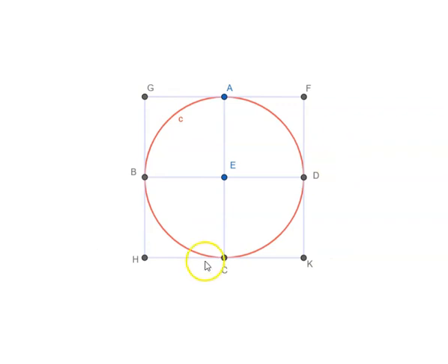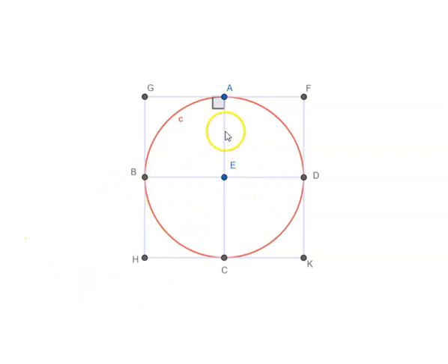Okay, so let's see. What do we have as of now? We know that angle GAE is 90 degree because this is a tangent to the circle at this point. It is perpendicular to AE, a line from the center. So that is 90 degree. We know this is 90 degree.